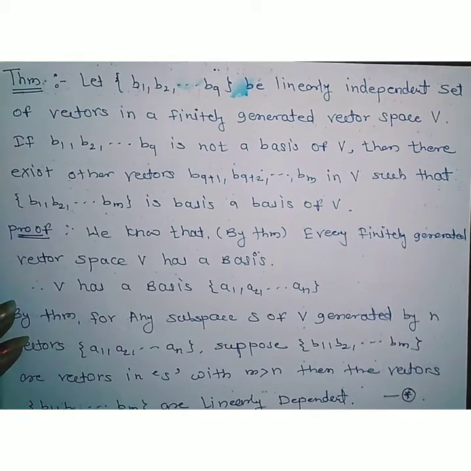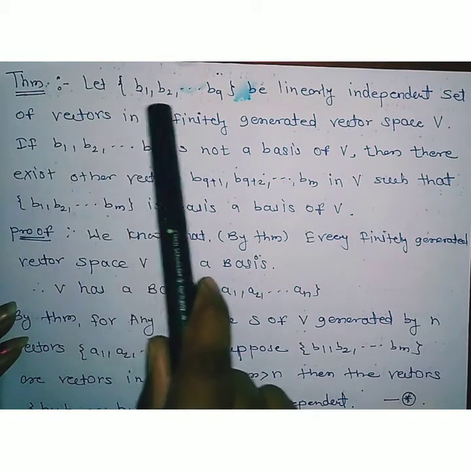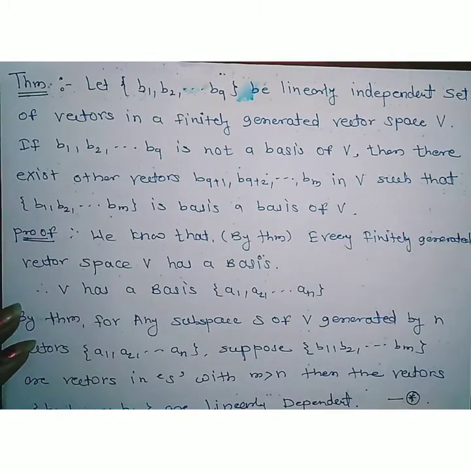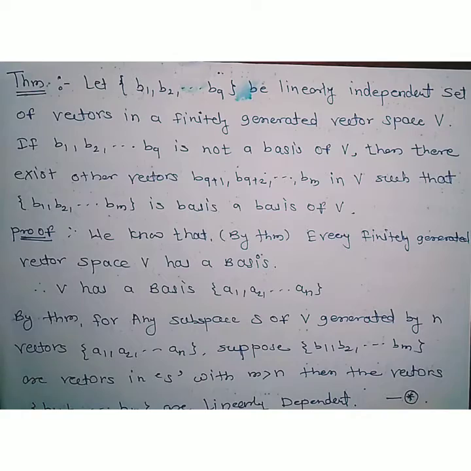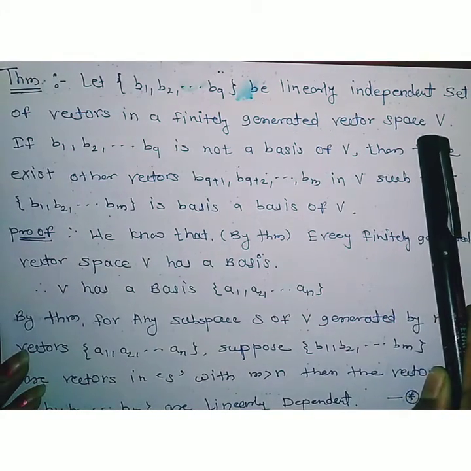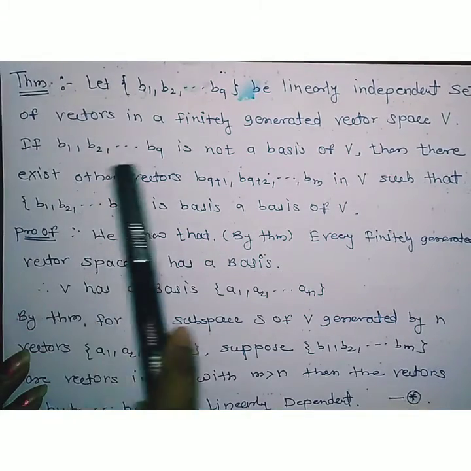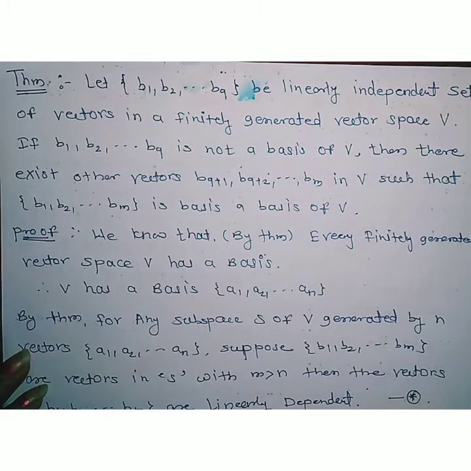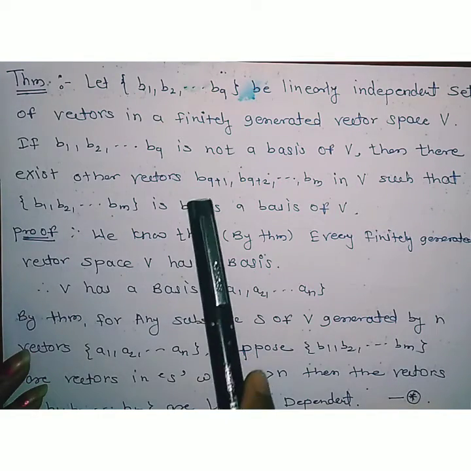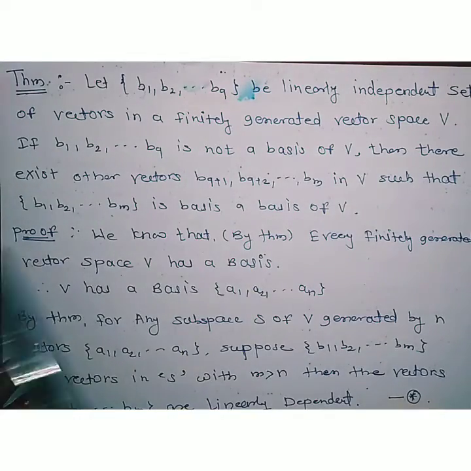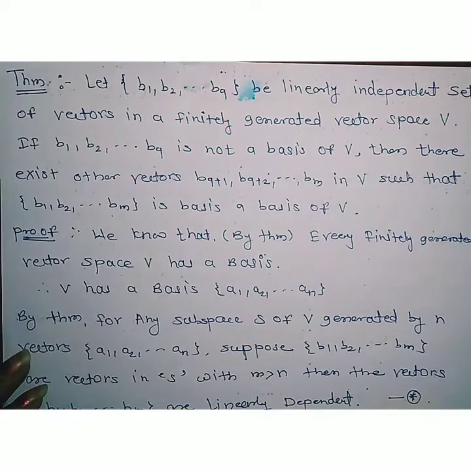Okay, we are given that the set b1, b2, up to bq is a linearly independent set of vectors of the finitely generated vector space V, and if this set of vectors does not form a basis of the vector space V, then we have to show that there exist other vectors bq+1, bq+2, up to bm which can be added to that set so that the set can form a basis of the vector space V. That we have to show.